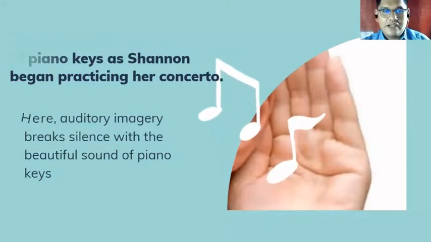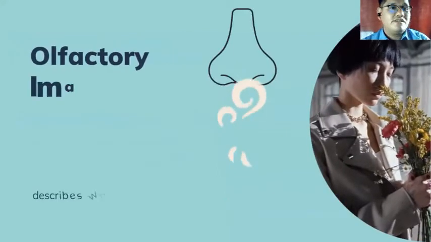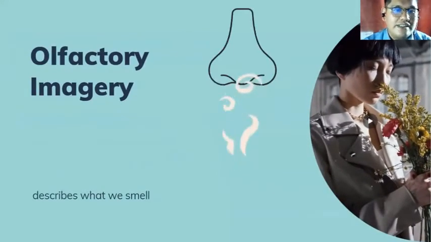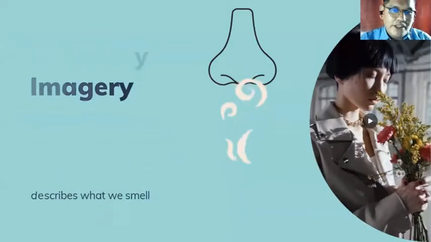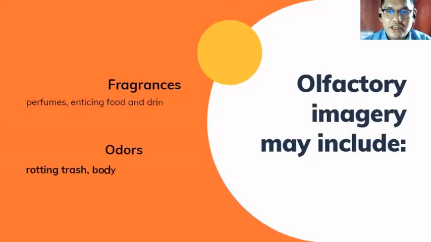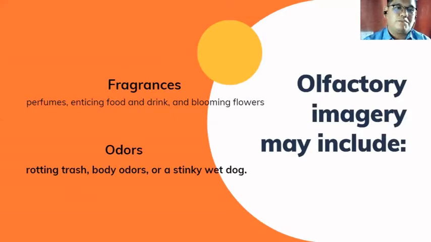Okay. So next is olfactory. So olfactory, guys, describes what we smell. Okay. So paano yung naaamoy natin? Okay, olfactory imagery may include fragrances like perfumes, enticing food and drinks. So, enticing ibig sabihin nakakaakit. Okay, nakakaakit na amoy ng pagkain and blooming flowers.